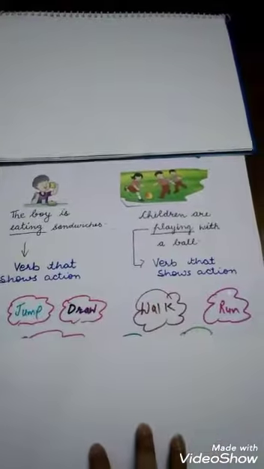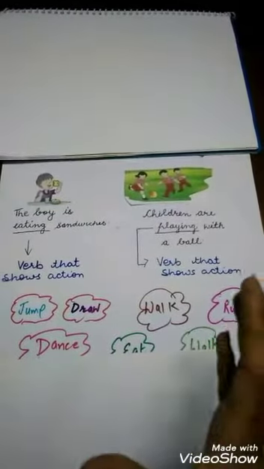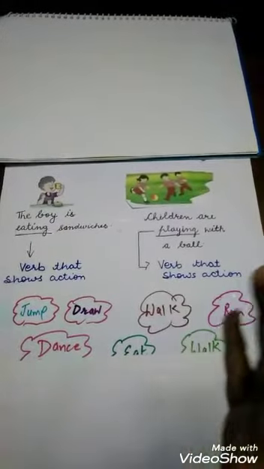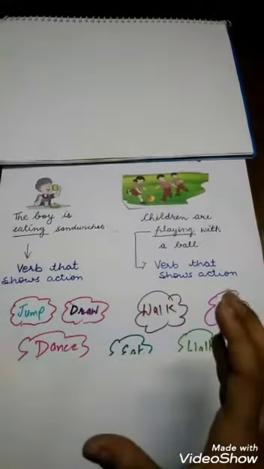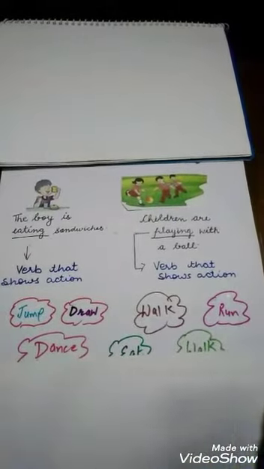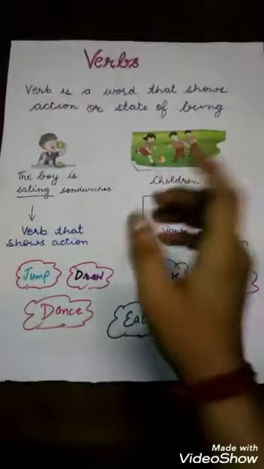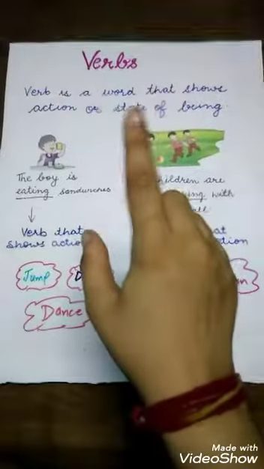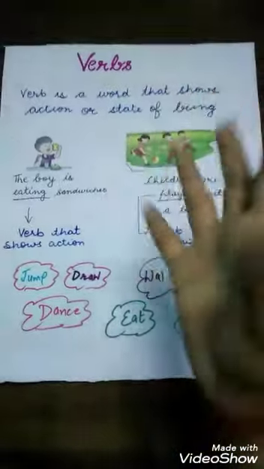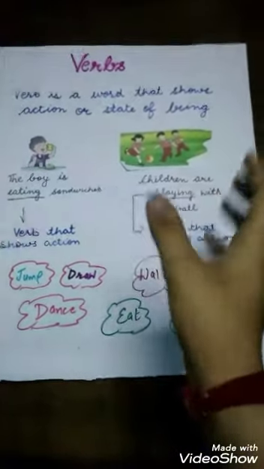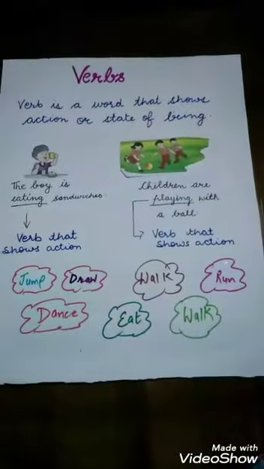So words like eating, playing show some action, and these words are called action words. Now action words are also called by a name, that is verbs. So a verb is a word that shows action or state of being. Now what is the meaning of state of being? That it shows the situation of the subject.